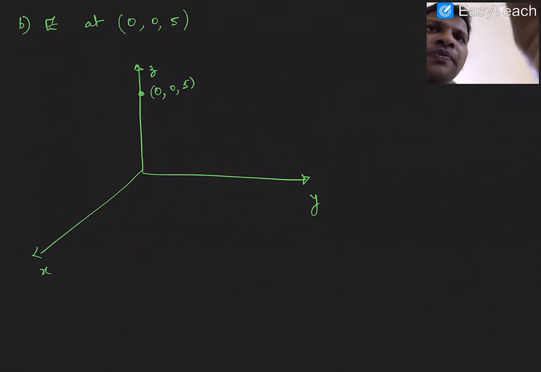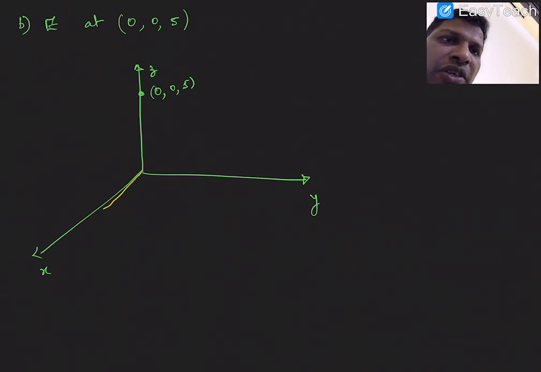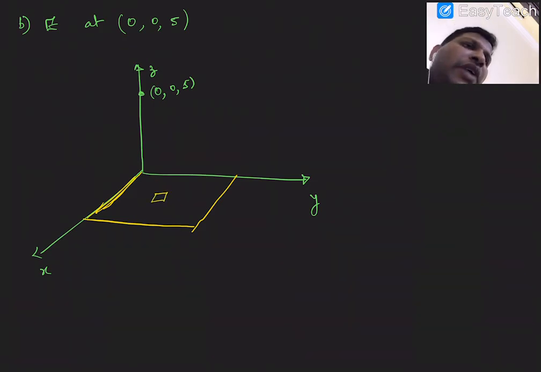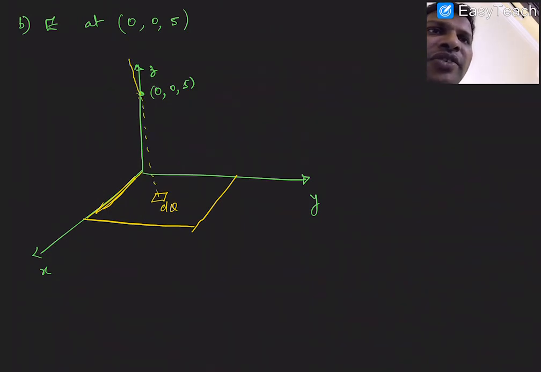Okay, now this is my sheet. My sheet was like this. Okay, and let us consider a small area. Let's say it is having some charge dq. Due to this charge, there will be electric field along this direction. So what will be the electric field? So electric field due to this dq can be given as dE. So what is that dE?